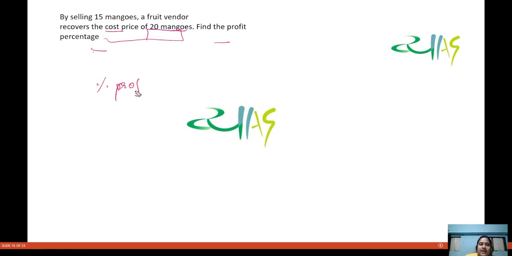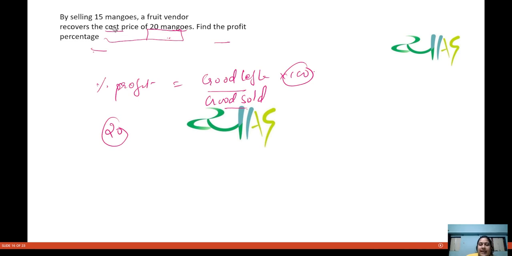Percentage profit is equal to goods left divided by goods sold, into 100. So he is recovering the cost price of 20 mangoes. Selling is how much? 15 mangoes. How much of the goods are left? 5 goods are left. Fine.